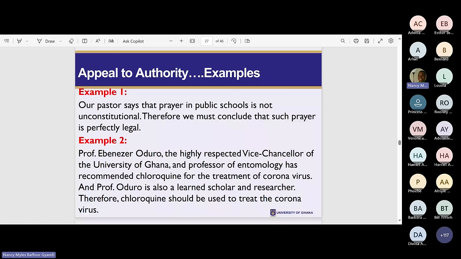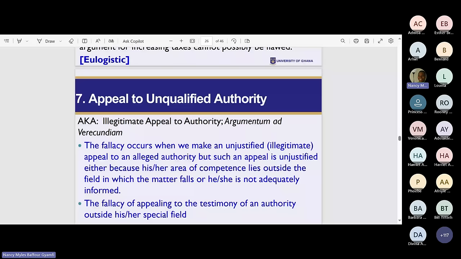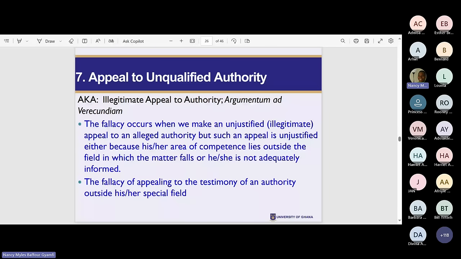And then look at the title. You see appeal to authority. The original should be this: appeal to unqualified authority. That is what we are calling out. Or if you want to say it differently, illegitimate appeal to authority. So you are appealing to an authority, but you are doing so in an illegitimate, wrong way. That is what makes it an unqualified authority.